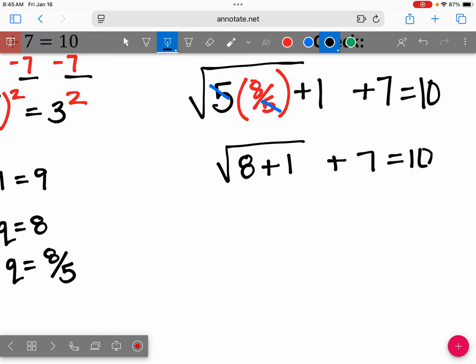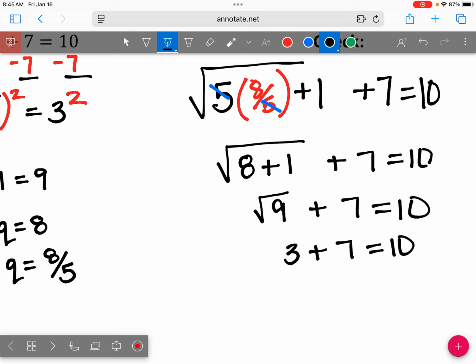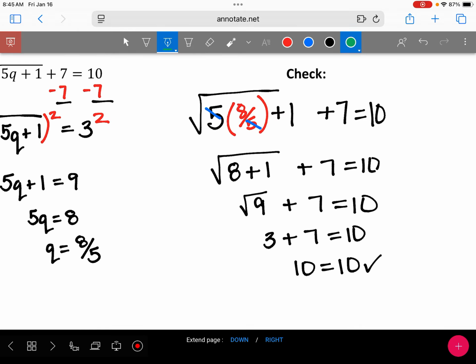And what is 8 plus 1, y'all? 9. So I have the square root of 9 plus 7 equals 10. And what is the square root of 9? 3. 3 plus 7 equals 10. And what's 3 plus 7? 10. So this worked. So my answer is a fraction. So that's your freebie. So use the rest of the time to finish numbers 1 and 2 and do 7. And then that's it.